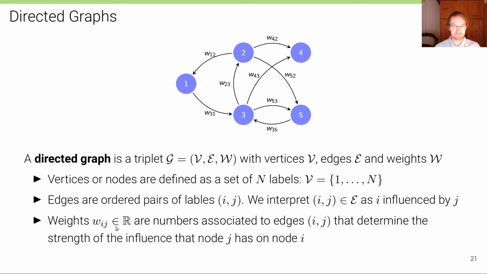And the weights that are associated with each edge, wij, are real numbers that are attached to these edges, and that determine the interaction strength between two nodes. In particular, wij determines the strength of the influence that node j has on node i, but not the influence that node i has on node j, which would be wji. That's important.